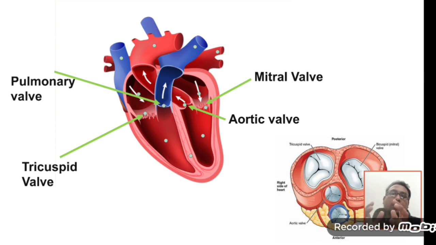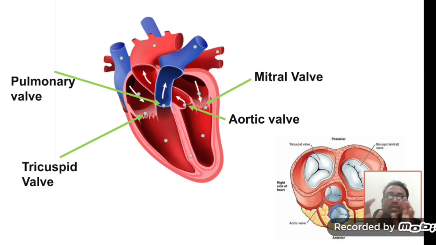So what is the function? What happens after then? The blood will then travel from the right atrium, the upper side, through the tricuspid valve. The right atrium allows the blood to go downwards through the tricuspid valve, and then it enters the right ventricle. The blood then exits the right ventricle through the pulmonary valve, the blue one, and enters the lungs to be oxygenated.